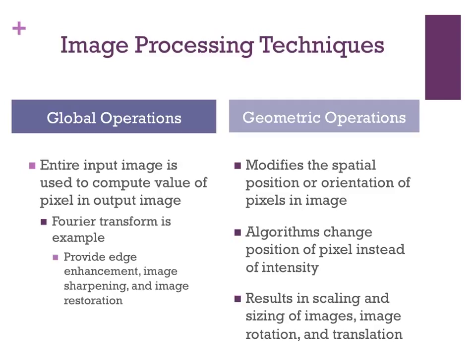In global operations, the entire input image is used to compute the value of the pixel in the output image. And a Fourier transform is an example of this, where it provides edge enhancement, image sharpening, and image restoration. Another image processing technique is geometric operations. Geometric operations modify the spatial position or the orientation of pixels in the image. The algorithms that are used change the position of the pixel instead of the intensity. And this results in scaling and sizing of images, image rotation, and translation.